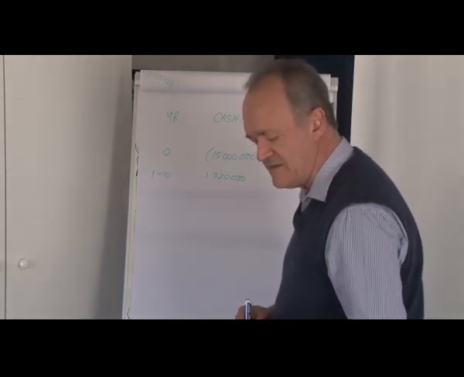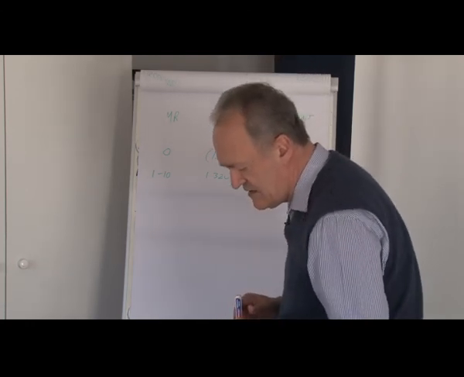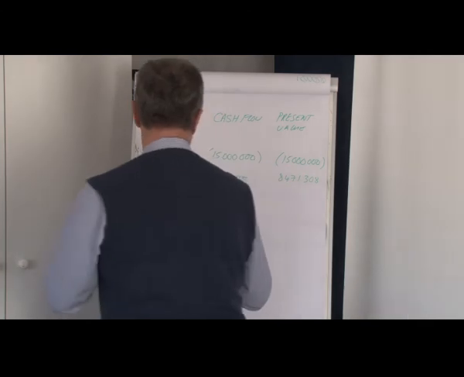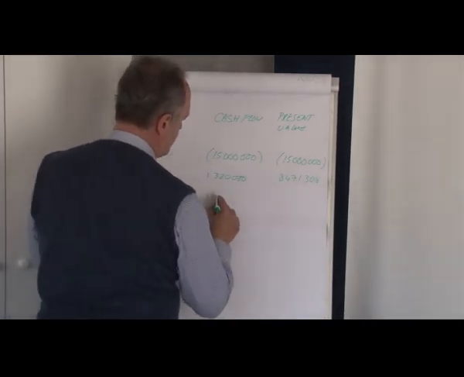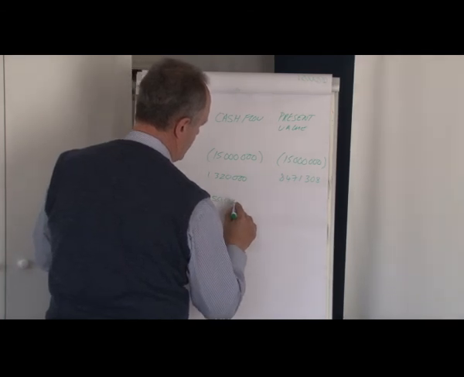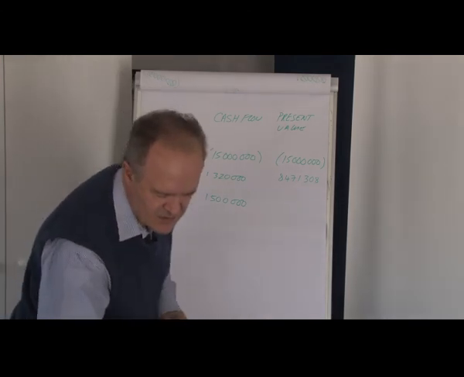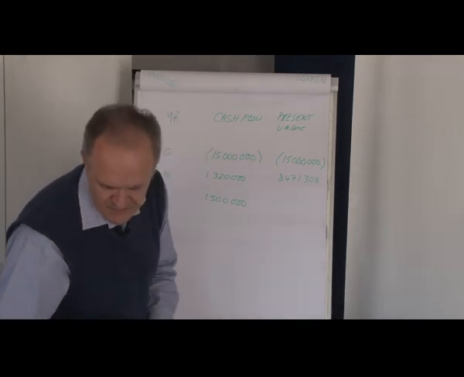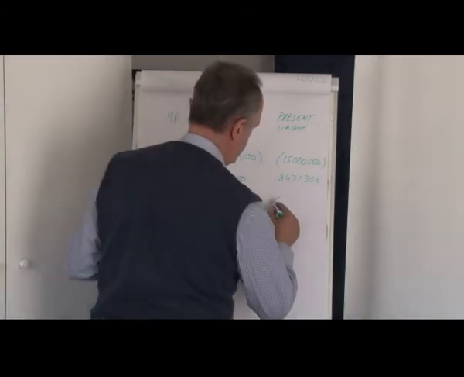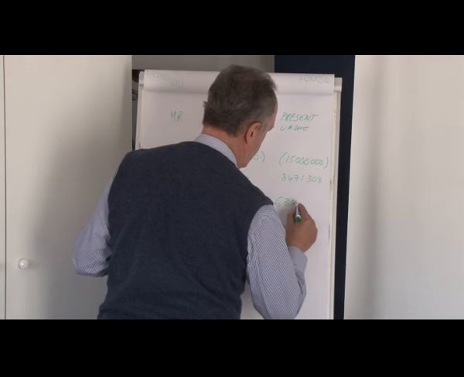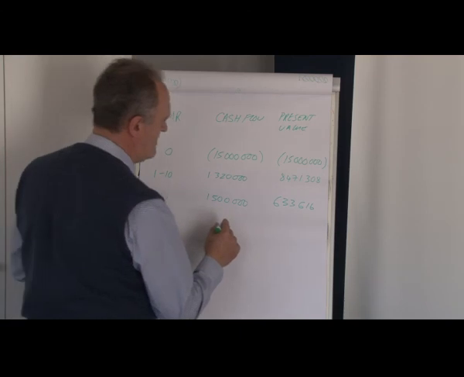Then we had the salvage value to contend with, which was also at year 10, right at the end. It was 1,500,000 that we got back, so we salvaged that. And by discounting that for 10 years at 9%, we got to a figure of 633,616. Don't worry, I haven't used cents on this calculation, so I'm leaving the cents out.